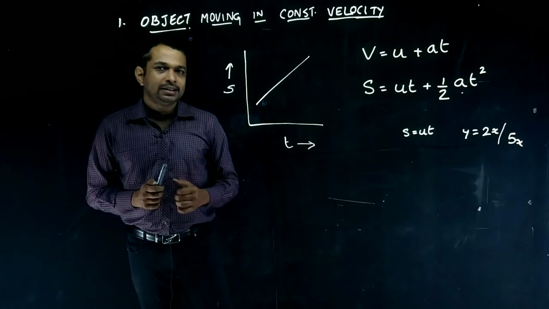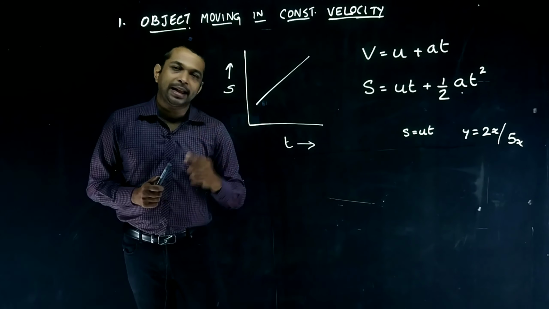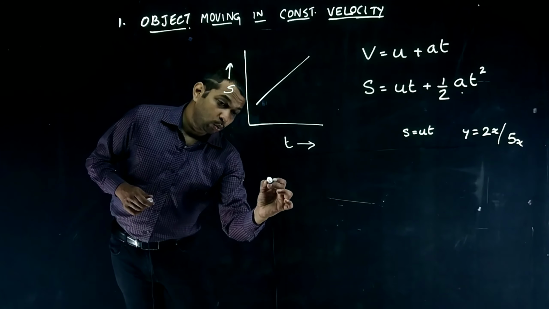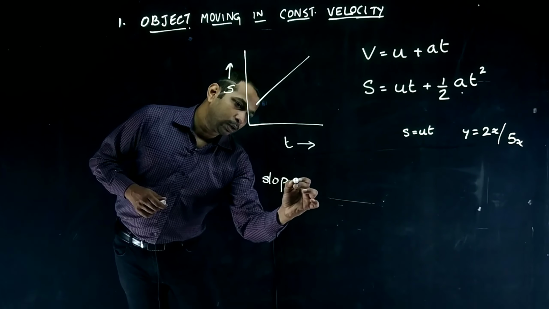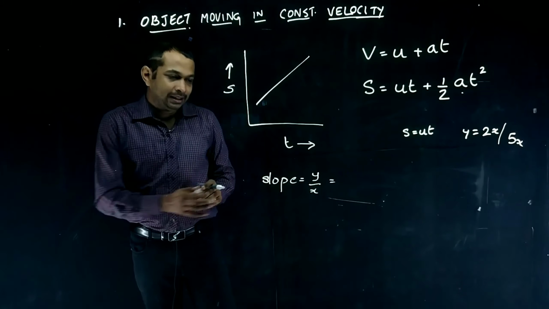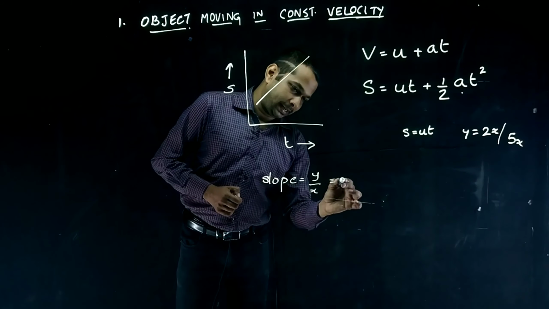And what is the slope of this line? We know the slope of a distance time graph is the velocity. So what will be the slope? Slope will be y by x, or simply the value of this slope will give you the velocity.